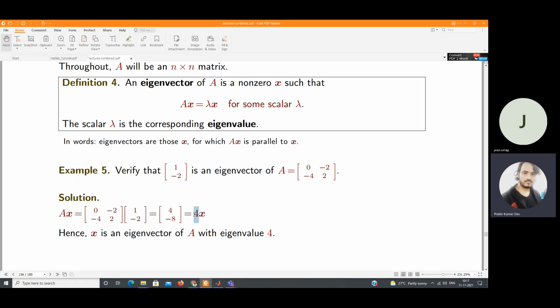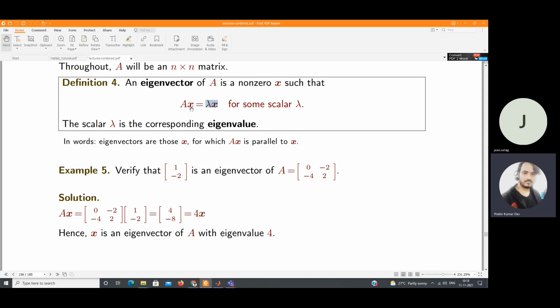So 4 is here a scalar. There is 4 minus 8, so if you extract 4, it becomes 1 minus 2, right? So Ax equals 4x. This equation is satisfied, so we can say that x is an eigenvector of A with eigenvalue 4. That means A is the matrix, one of its eigenvalues is 4, and its corresponding eigenvector is 1 minus 2.